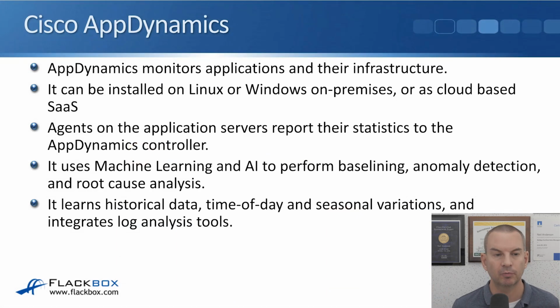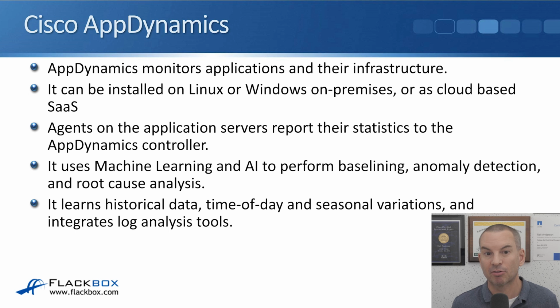Okay, next software product, Cisco AppDynamics. AppDynamics monitors applications and their infrastructure. Clue is in the name, the AppDynamics. So it actually monitors application performance, but it's aware of the underlying network infrastructure as well.